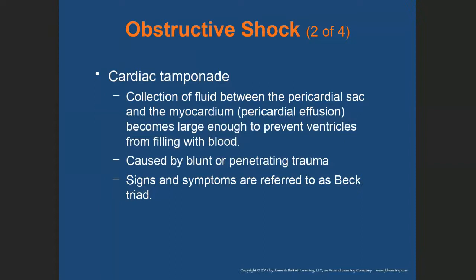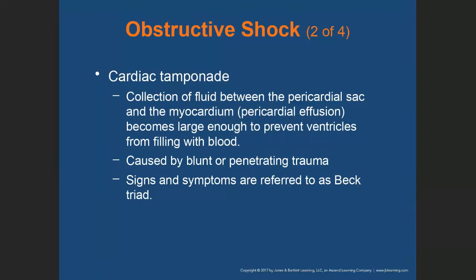And the key signs and symptoms are referred to as Beck's triad. So what you're looking for is a patient with a history of blunt or penetrating trauma or an infection of the pericardial lining or membrane. This patient will present with distended neck veins. So a back pressure will be created when the heart is not able to stretch. They are going to get back pressure in their neck veins. So the neck veins will be distended.